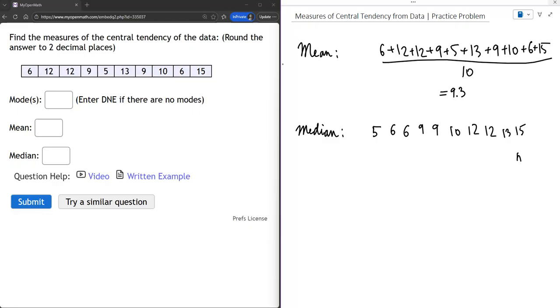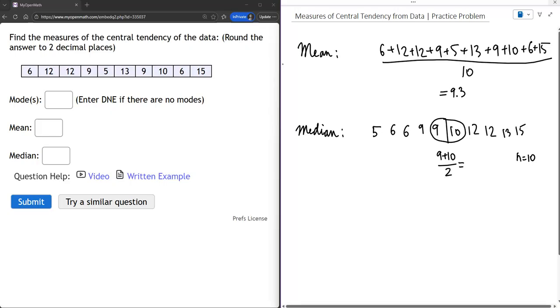Since the number of observations in the data set is 10, that means there is no middle one. The middle is between the middle two observations. And to actually find the median, we take the average of the middle two. So 19 divided by 2 is 9.5. So 9.5 is the median.